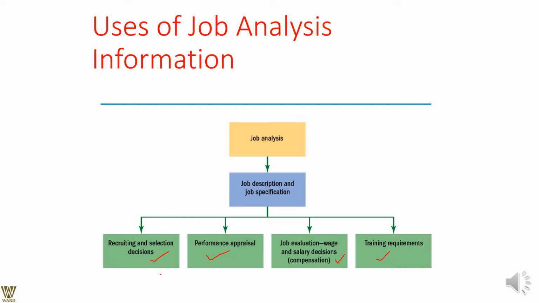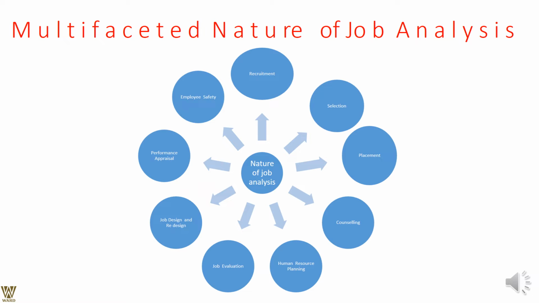Because if we have these four things in continuation, we can come up with something called JD and JS, which is known as job description and job specification, which essentially becomes the context for job analysis. So, the multifaceted nature of the job needs to be taken care of. What are the various multifaceted personnel things? We have recruitment, selection, placement, counseling, human resource planning, job evaluation, job design, redesign, performance appraisal, employee safety. Now, these are what exactly come around it.